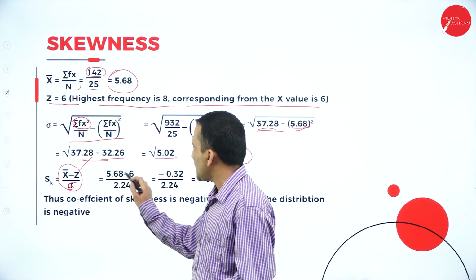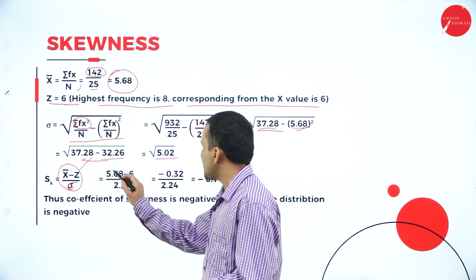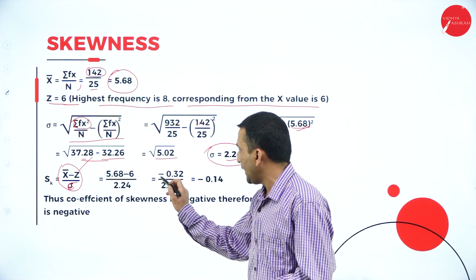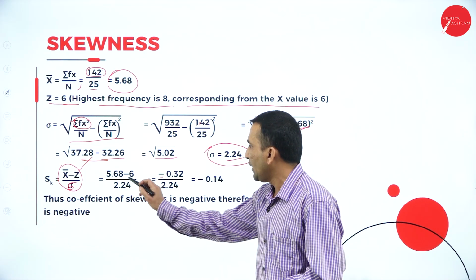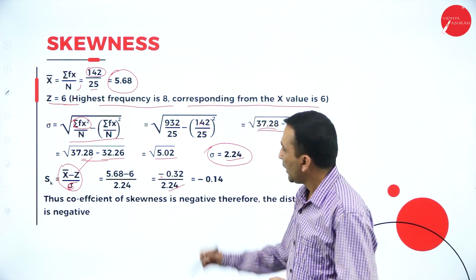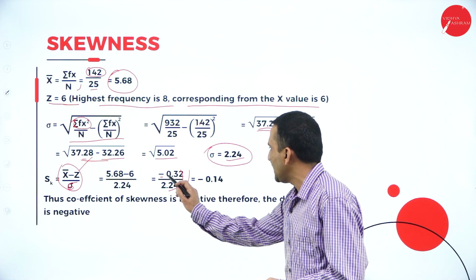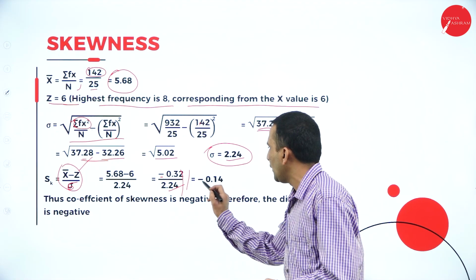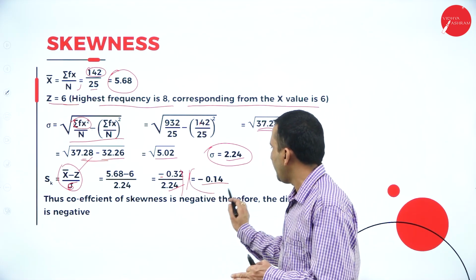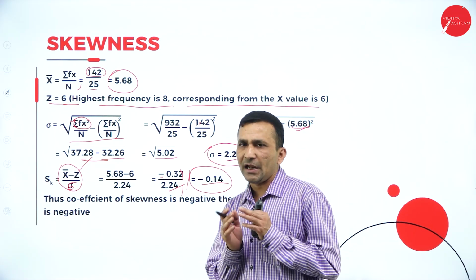Now you need to subtract first. After subtraction, in the numerator we are getting minus 0.32, denominator as it is I am writing. Now if I divide, after dividing I am getting minus 0.14. Okay, so seeing the value we can identify which is negative.